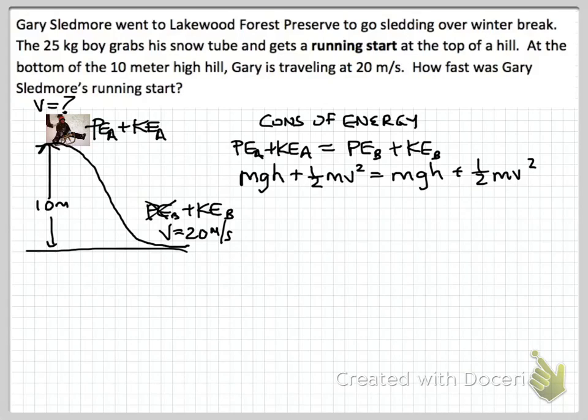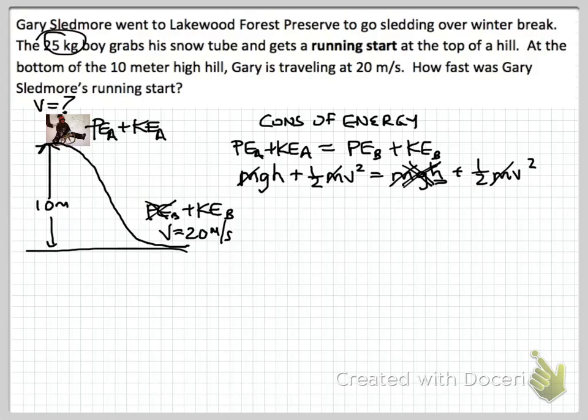So now I've got my equations in place, and one thing I want to point out, even though the problem tells us that the mass of the boy is 25 kilograms, we've hopefully learned at this point that if there's a mass in every one of these equations on either side of the equal sign, we can actually cancel out mass. Secondly, if you look on the right side of the equation, the height at the bottom of the hill is 0, so this term right here goes to 0.